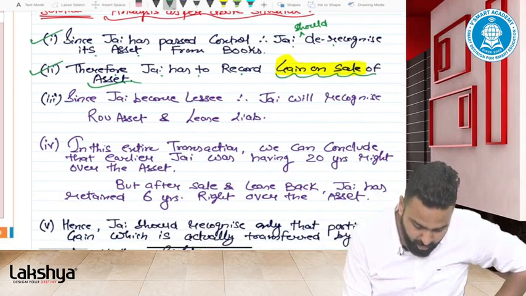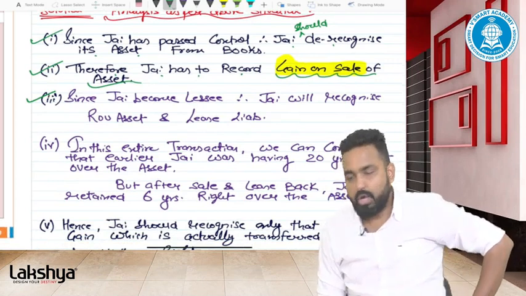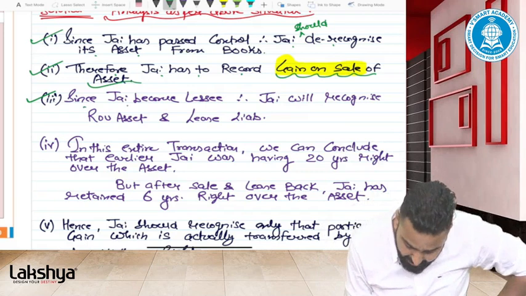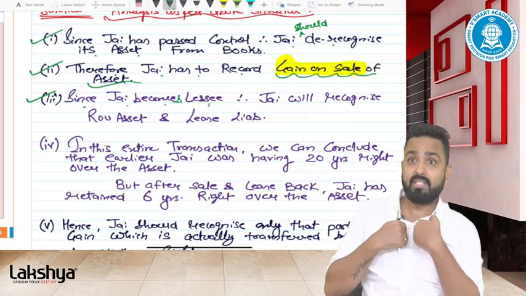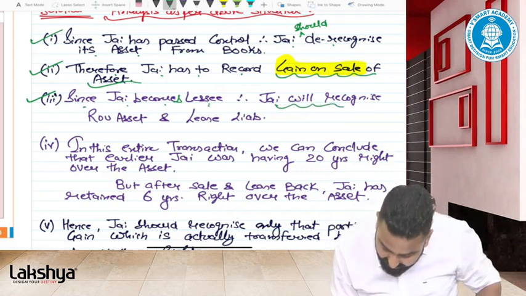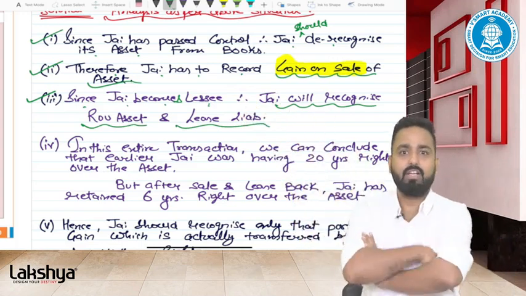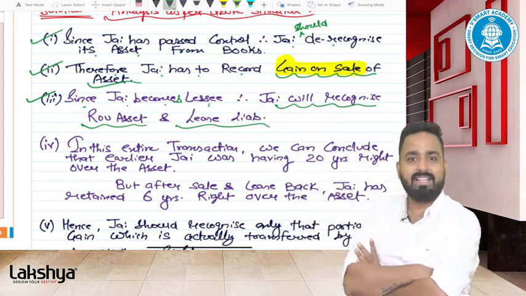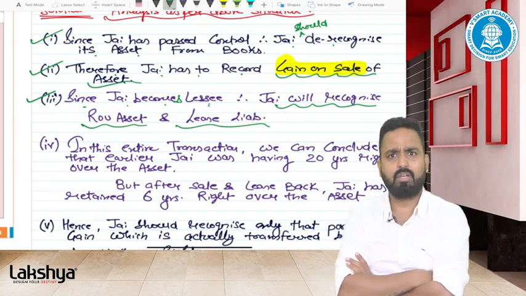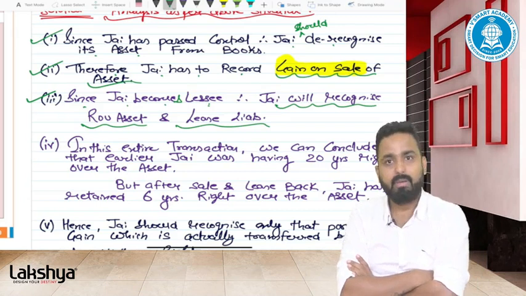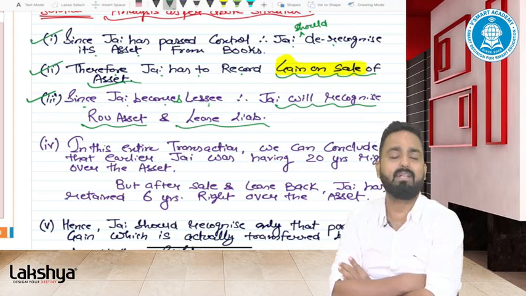Now, come to the third point. Since Jay becomes lessee, Jay will recognize ROU asset and lease liability. Yes, third point is also clear. Understood or not? Since Jay becomes the lessee, Jay has to recognize the ROU asset and lease liability simultaneously.